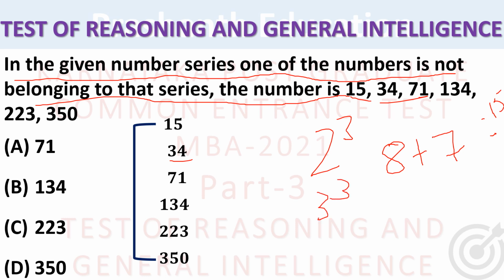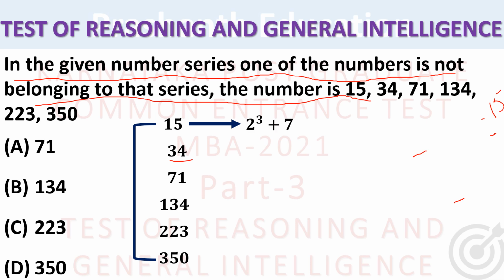So it will be 3 threes are 9, 9 threes are 27, 27 plus 7. So it will be 34, 1 carry 4. So we got the series now. The first one is 2 cube plus 7. The second one is 3 cube plus 7.